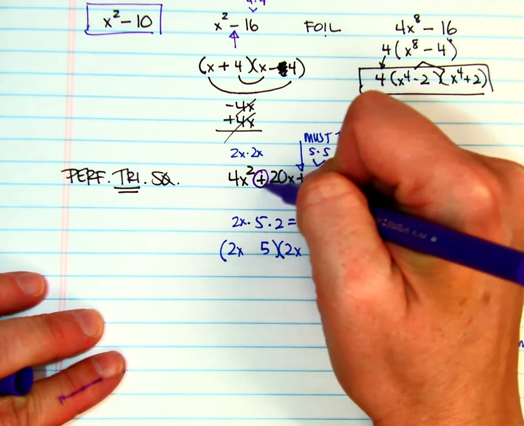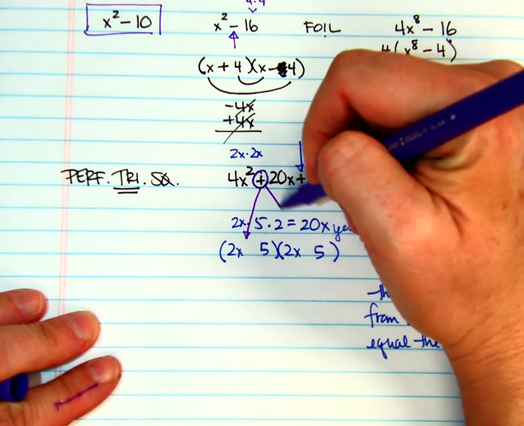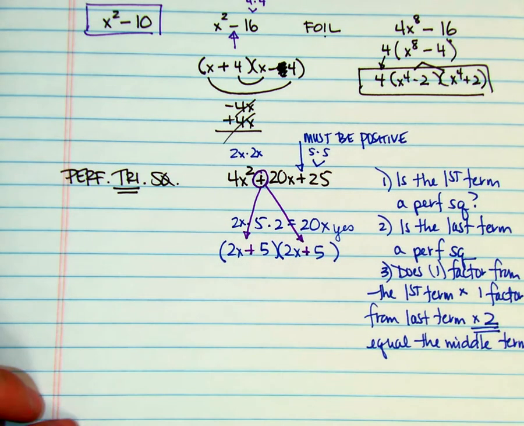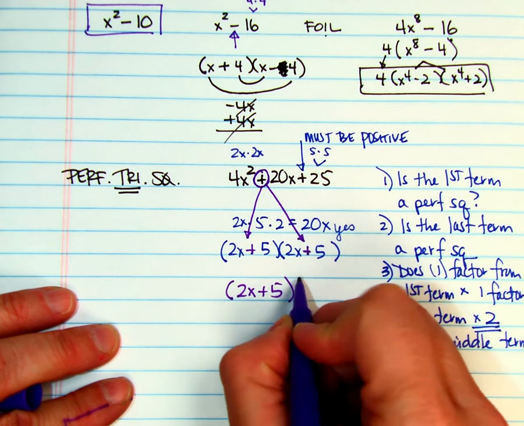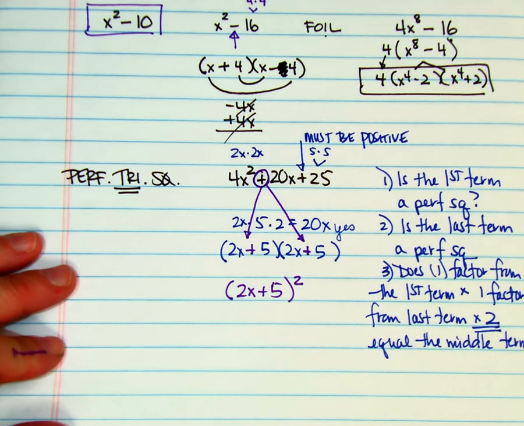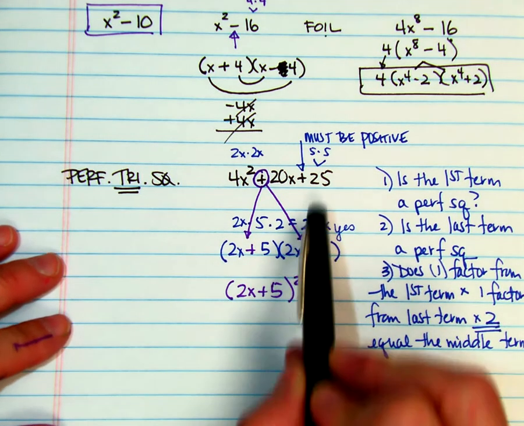Whatever sign this is, that's what those have to be. So I could write this as 2x plus 5, that quantity squared. Do not get this confused with the difference of perfect squares where you have one as a positive and one as a negative, because I need that middle term.